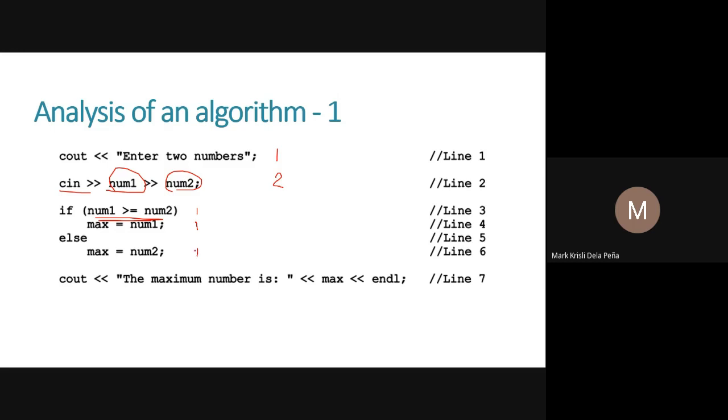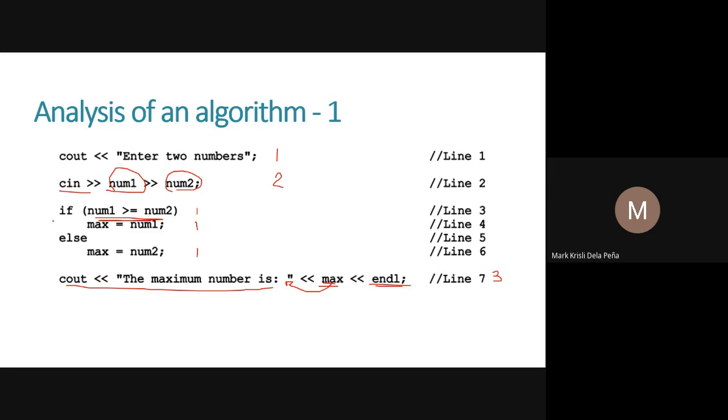And the last line, how many operations do we have here? We actually have, first, printing "the maximum number is". The second one is adding max here to the printed one. And the last is endl, meaning that would be the end of this line. So all in all, there are 3 operations in the last line. So if we sum all of them, we have 1 plus 2 is 3, 4, 5.